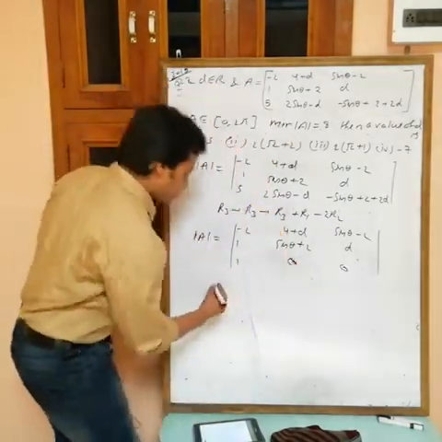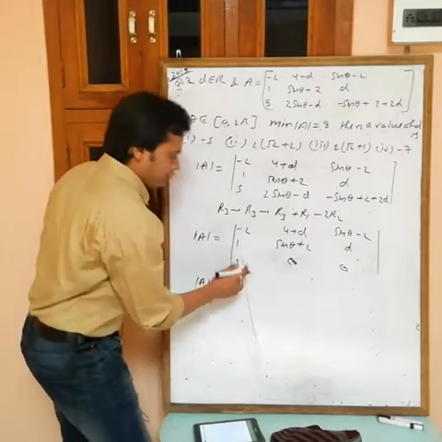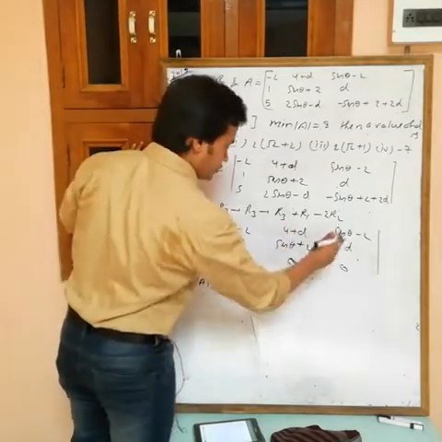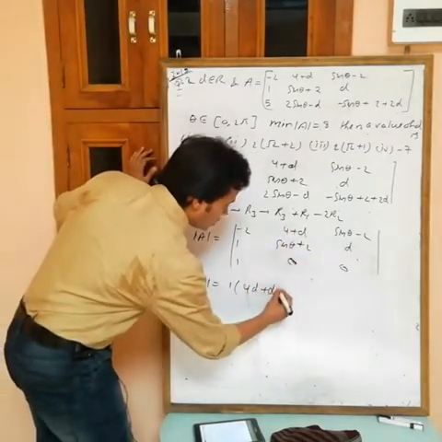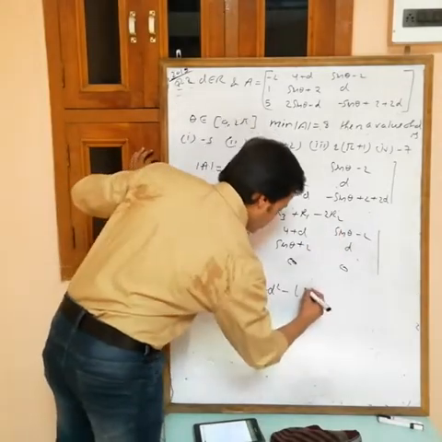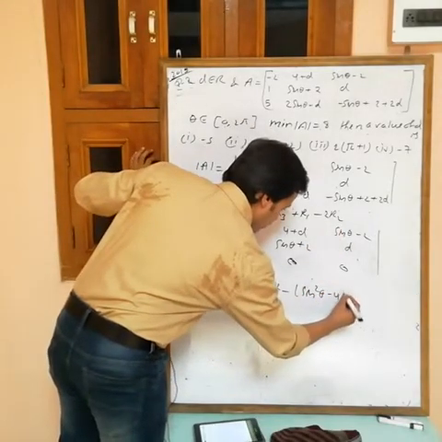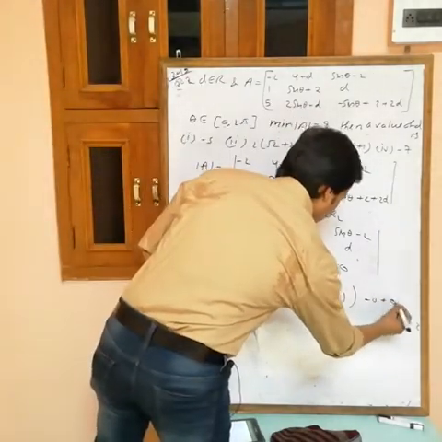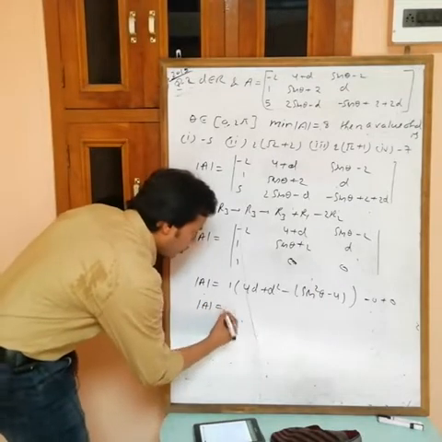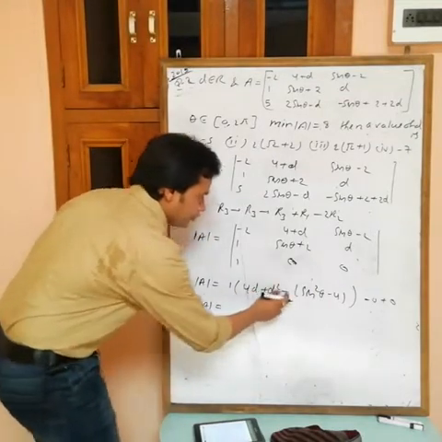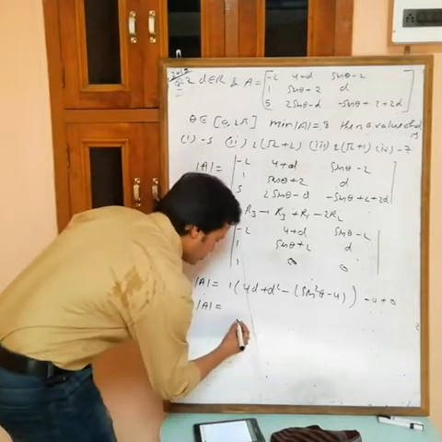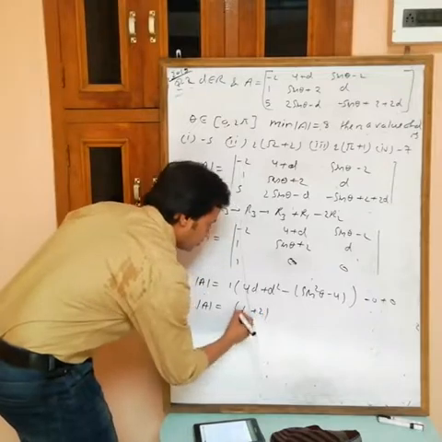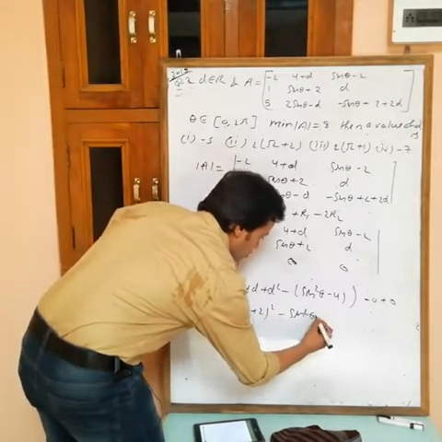Expand with respect to R3. Determinant of A equals 1 into this one into this one, 4D plus D square, minus this one into this one, which is sin square theta minus 4. This is the value of determinant of A, plus 0 and plus 0. So determinant of A equals D square plus 4D plus 4 minus sin square theta. You can write D square plus 4D plus 4 as D plus 2 whole square, minus sin square theta.